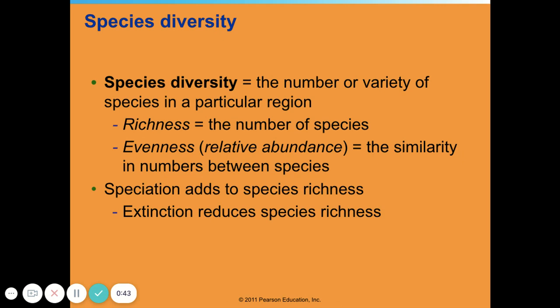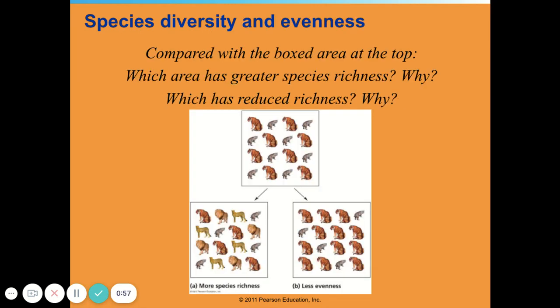Species diversity can be described as richness, which is the number of species in an area, or evenness, the similarity in the numbers between the species in an area. Speciation adds richness, and extinction reduces it. So take a look at this diagram. The box on the bottom left shows more species richness because it has more species represented. The box on the bottom right is an example of evenness because there are even numbers of the species. Different types of ways to measure biodiversity.